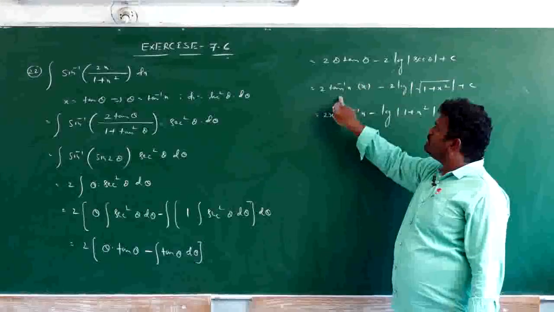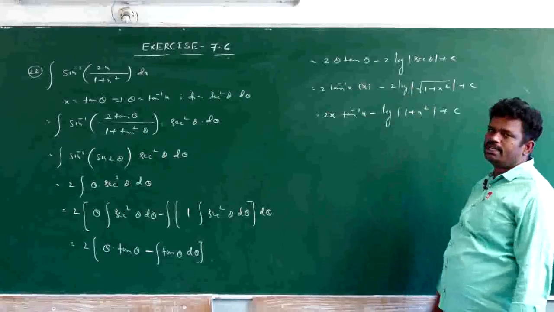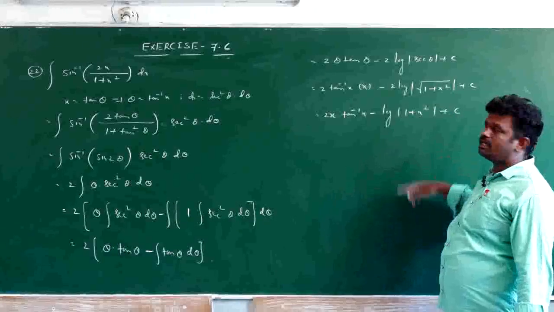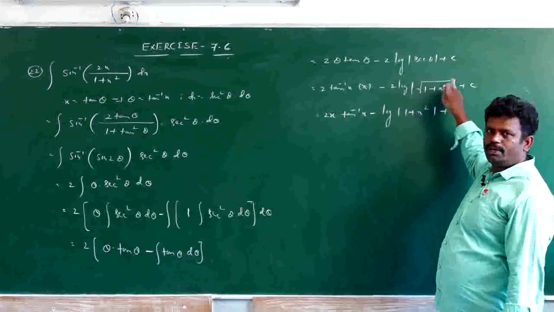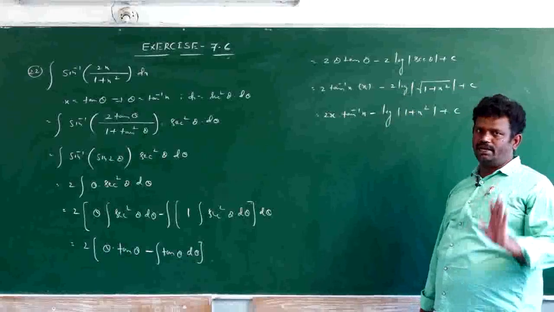Now 2 theta plus tan inverse x, tan theta is equal to x, minus 2 into log of secant theta, where secant theta is equal to square root of 1 plus tan square theta, square root of 1 plus x square. So 2 taken onto the power whole power 1 by 2, whole square, both cancel. Again you get the value 1 plus x square plus c. Okay?